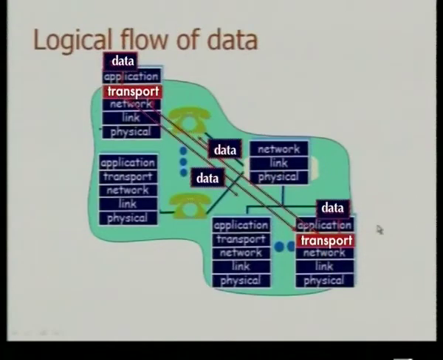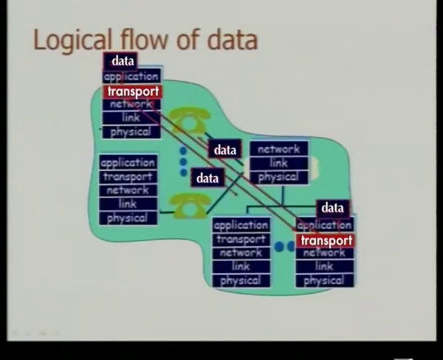Now we can also understand how the logical flow of data takes place. What do we mean by logical flow of data? Whatever information is given by the transport layer is only handled by the transport layer on the other side. Note that at any of the nodes in between, you only have three layers: the physical layer, link layer, and network layer. So none of the transport layer information is tampered with by any of the devices in between.